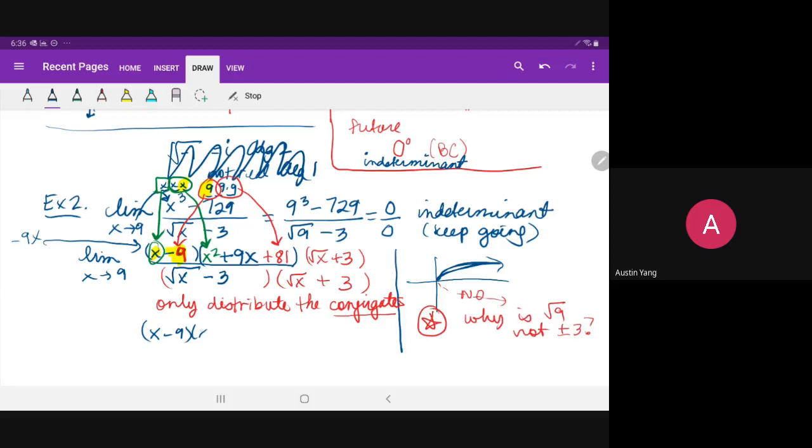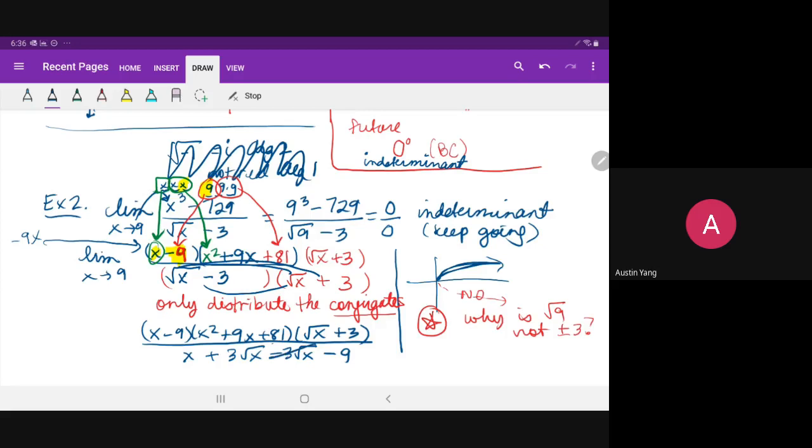So I'm just going to write out the whole numerator, which is a bunch of junk, it looks like right now. And the denominator is radical x times radical x, that's x. And then radical x times positive 3 is plus 3 rad x. And then that's negative 3 rad x minus 9. And those cancel and you get x minus 9.